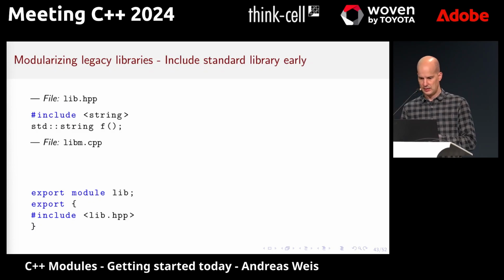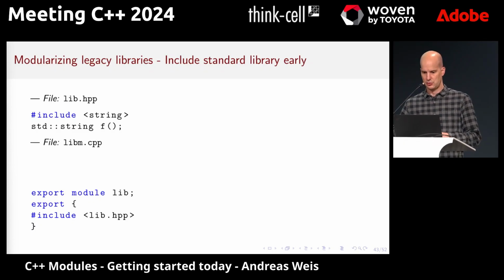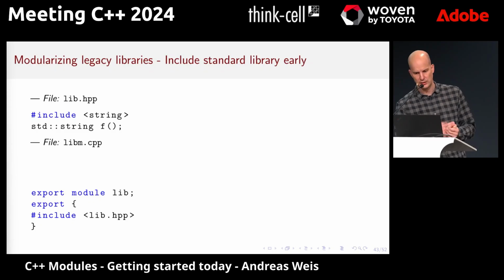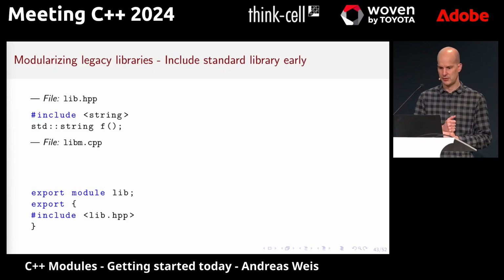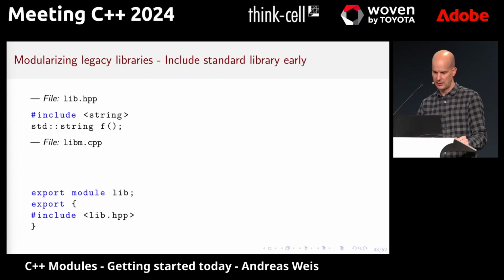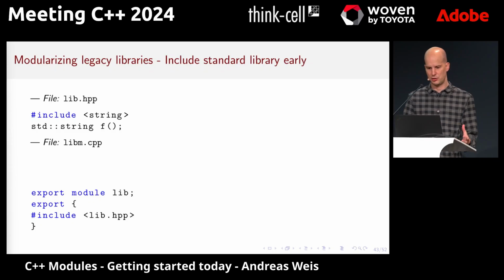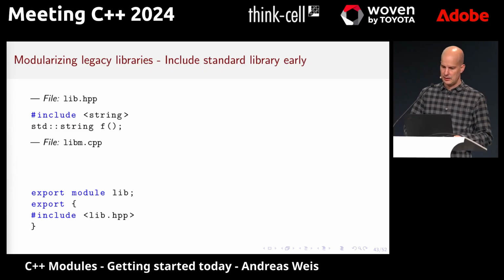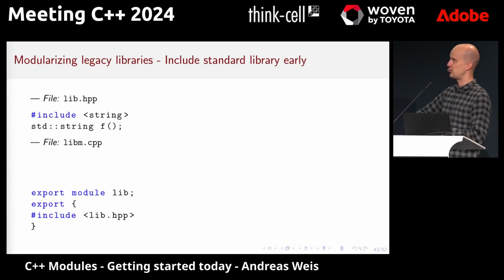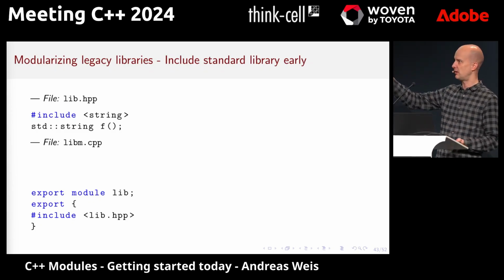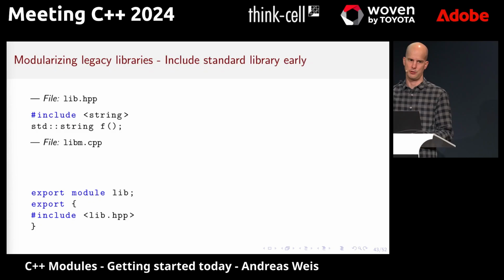Another good hint is to always include the standard library early. So, for example, if we have a library that does not know about modules, and I want to modularize it, the simplest thing to do is to have a new module and just put the whole library in the export block, right?